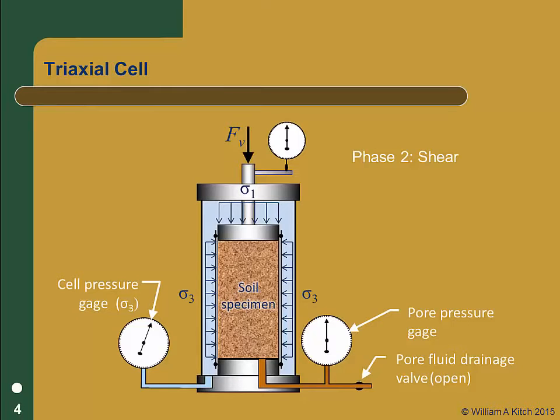In actual lab testing, there is a phase that precedes the consolidation phase. This preceding phase is the saturation phase. It's critical during the test that the soil be 100% saturated, and the details of getting a specimen to 100% saturation are an important part of the testing. However, for purposes of our discussion, we'll simply assume that the specimen is at 100% saturation before consolidation.